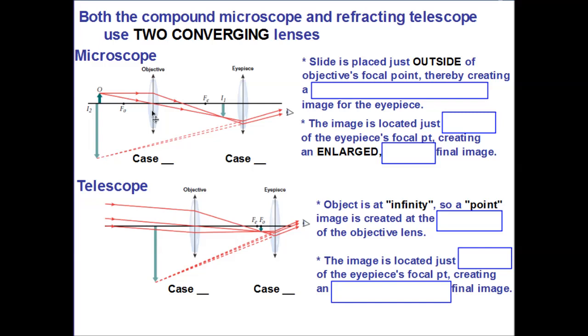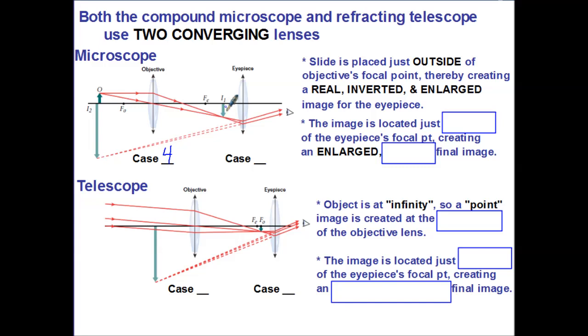So let's take a look at the microscope first. The microscope, probably used in your biology class to view some specimen that you placed on maybe a glass slide. You place that relatively closely to the objective lens. So the slide is placed just outside of the objective's focal point, thereby creating a real, inverted, and enlarged image for the eyepiece. So if we go back to our cases, if we're just outside the focal point, I believe that was called case 4. So that was where the object was located just outside of that focal point. It creates a real, inverted, and enlarged image over here.